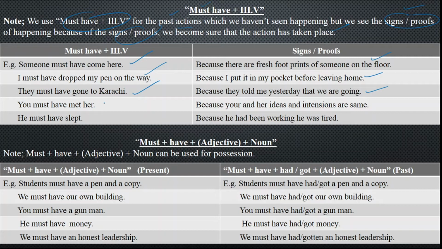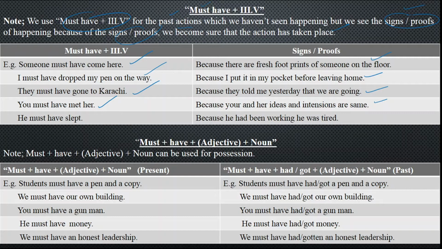You must have met her because your and our ideas, our intentions are the same. Now you must have met her. Why? Both had intended the same, that we are going to meet. You must have met her. Now you will say whether you have met her or not, but in my point of view, signs and proofs say the same, that you must have met her. But now this is up to you, you may say you have not, maybe just because of some work. So this is all about must have plus third form of the verb.